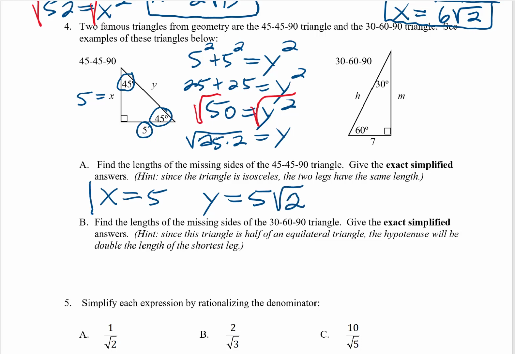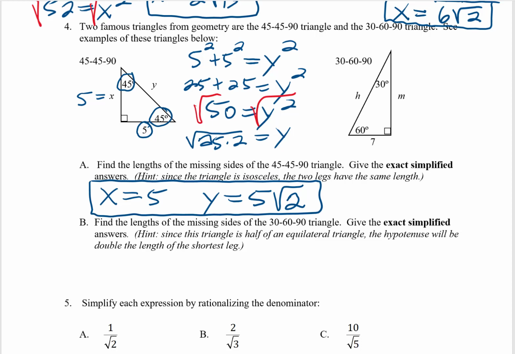Here then are the final answers. You might remember that every 45, 45, 90 triangle follows this same pattern. The two legs are the same, and the hypotenuse is square root 2 times as much as one of the legs. In part B, I have a 30, 60, 90 right triangle.